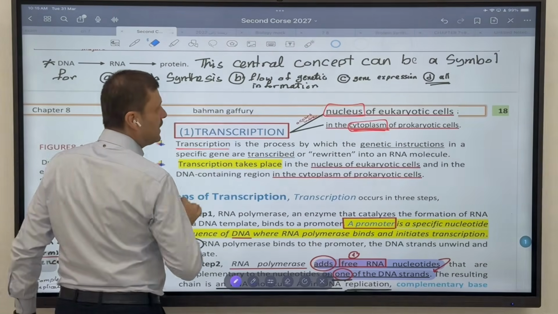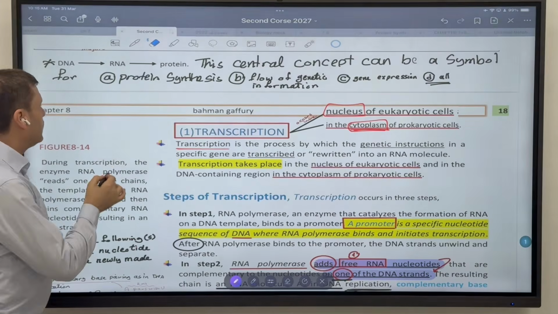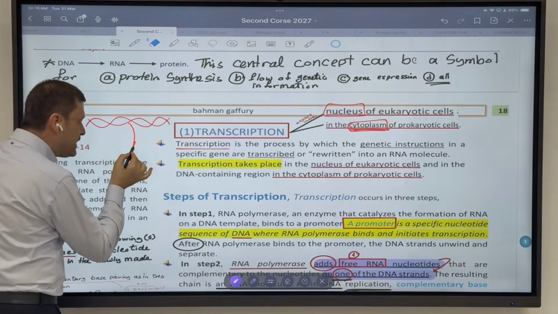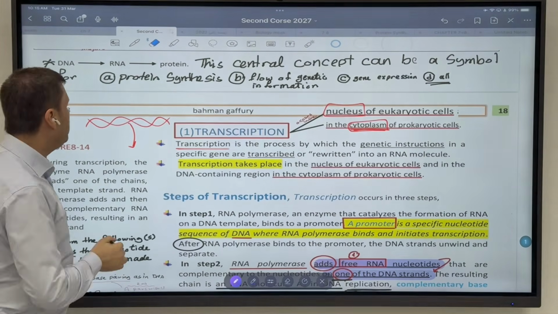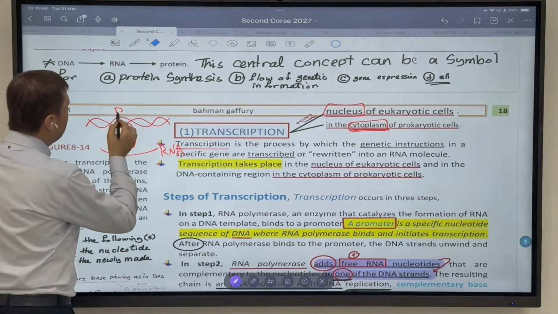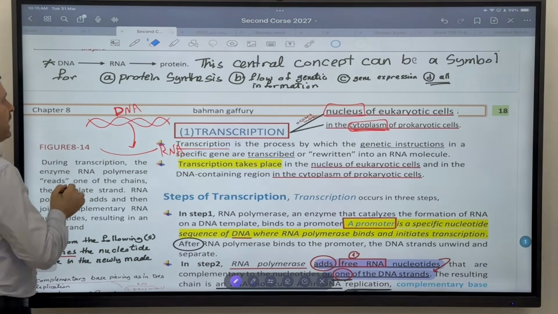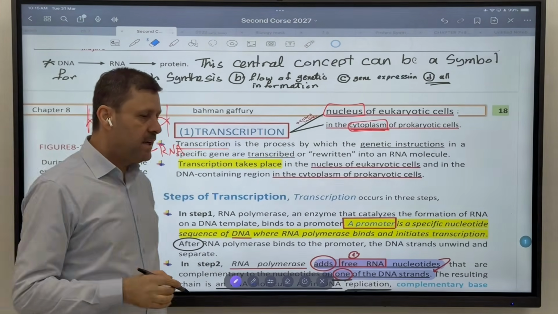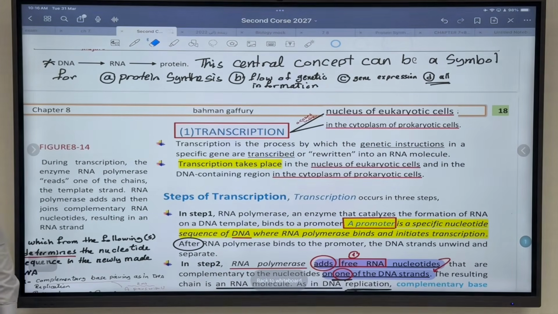First one. Second one, you have to know what transcription means. Transcription means that the genetic information on a gene, for example, a gene on DNA, is transcribed, copied, rewritten into the RNA. It means that DNA acts as a template for making an RNA. Also, we said that a gene, right? Third, the process occurs in 3 steps, but first look at the figure.